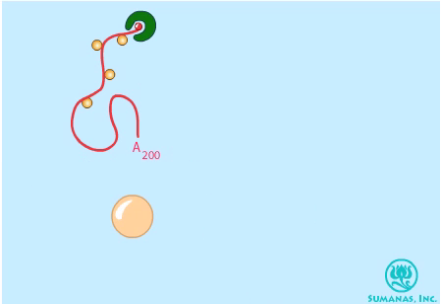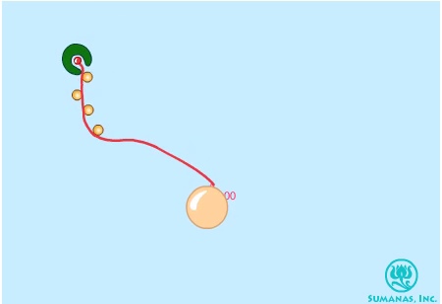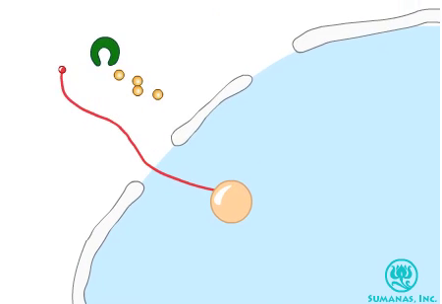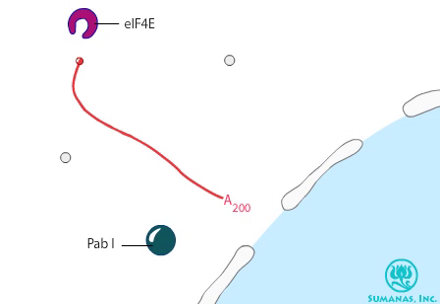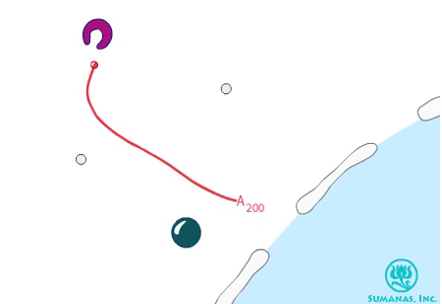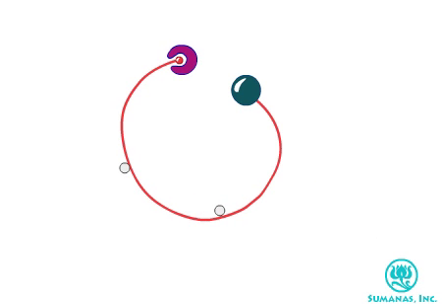A poly-A binding protein and a cap binding complex protect the mRNA and aid the RNA's export into the cytoplasm. There, an initiation factor binds the cap, while other proteins bind the mRNA and poly-A tail. The message is now prepared for translation.